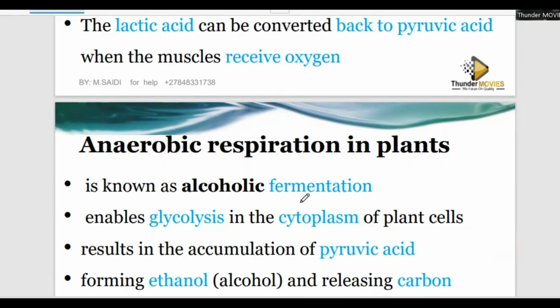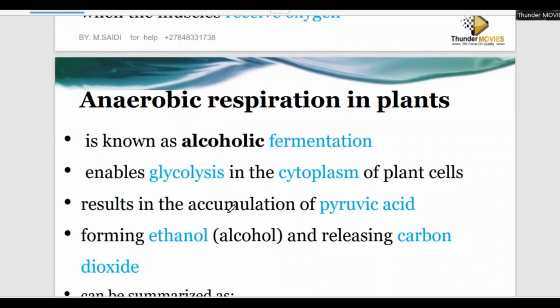So what happens is you block it, and then glycolysis takes place, and then after that, because there's no oxygen, now the pyruvate is converted into an alcohol. Hence, fermentation is taking place in this process. It enables the glycolysis in the cytoplasm of the plant cells, resulting in accumulation of pyruvic acid. You see, pyruvic acid forming ethanol. So in this case, this is what we call the alcohol, and then releasing the carbon dioxide.